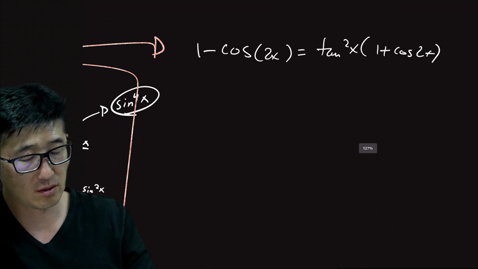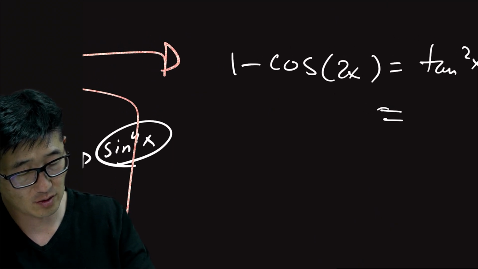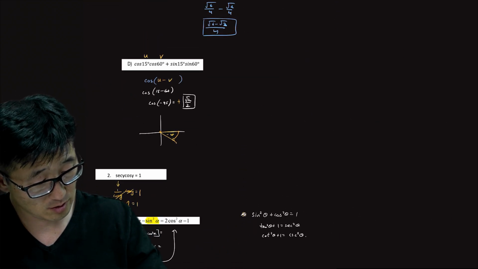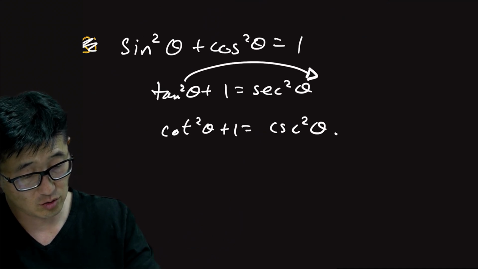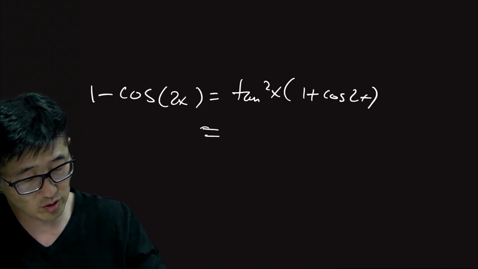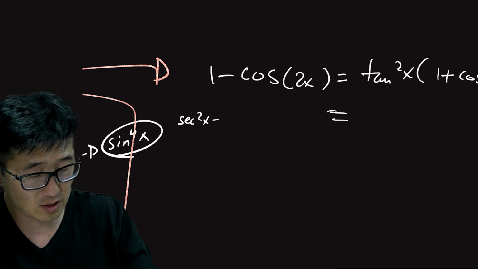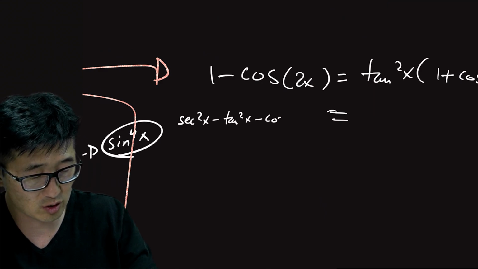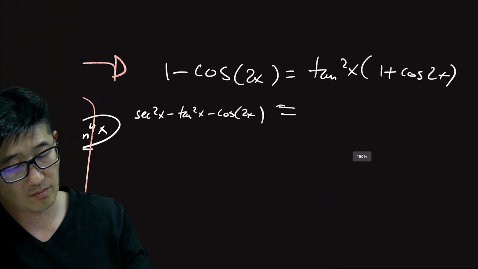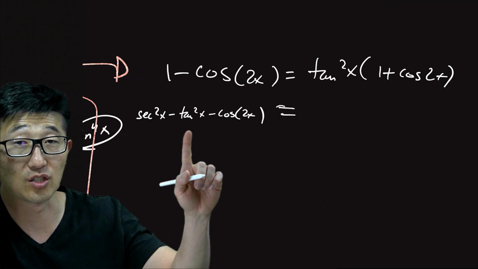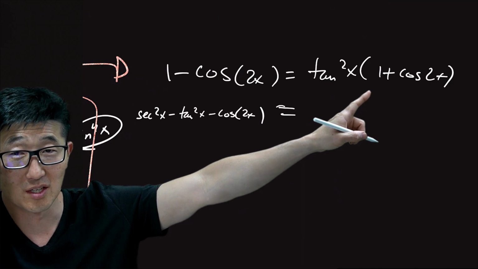Wait, was that it? Can I turn this into, let's see. So bring the tangent to the other side, right? So this would be secant squared x minus tangent squared x. Let's try that. Secant squared x minus tangent squared x minus cosine 2x. Now I have a tangent, which is right over here. But how do I turn this into that?